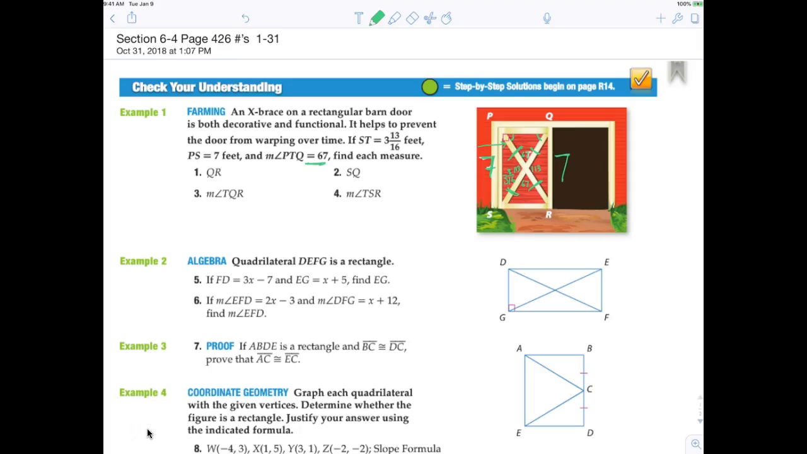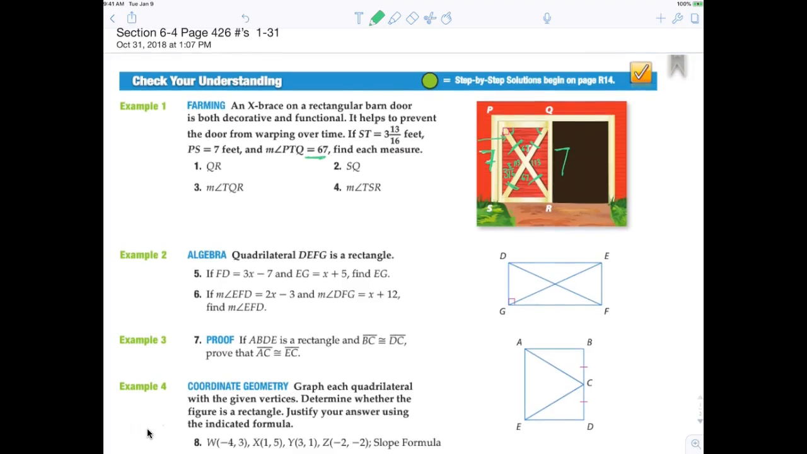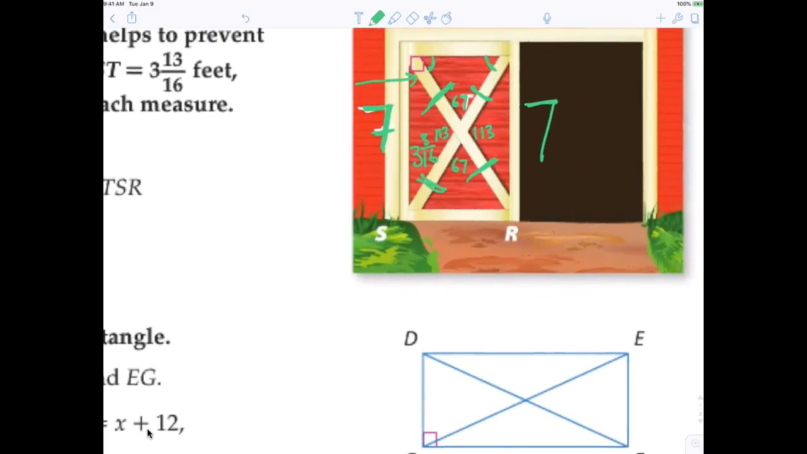All right? So let's just answer the questions real quick. QR has to be what? 7 feet. And then SQ. 7 and SQ is what? 10. 7 and 10. How are we getting 7? No.